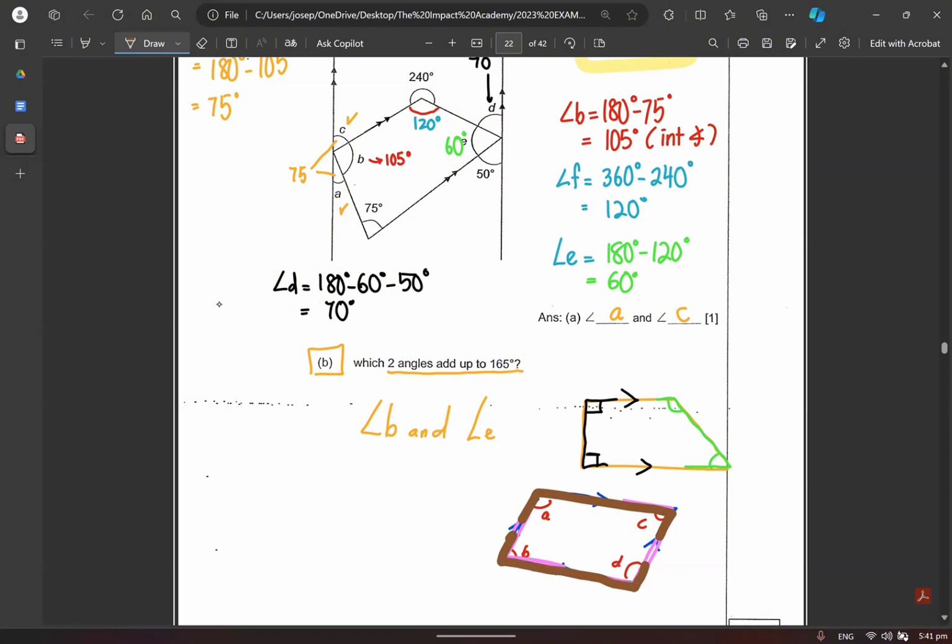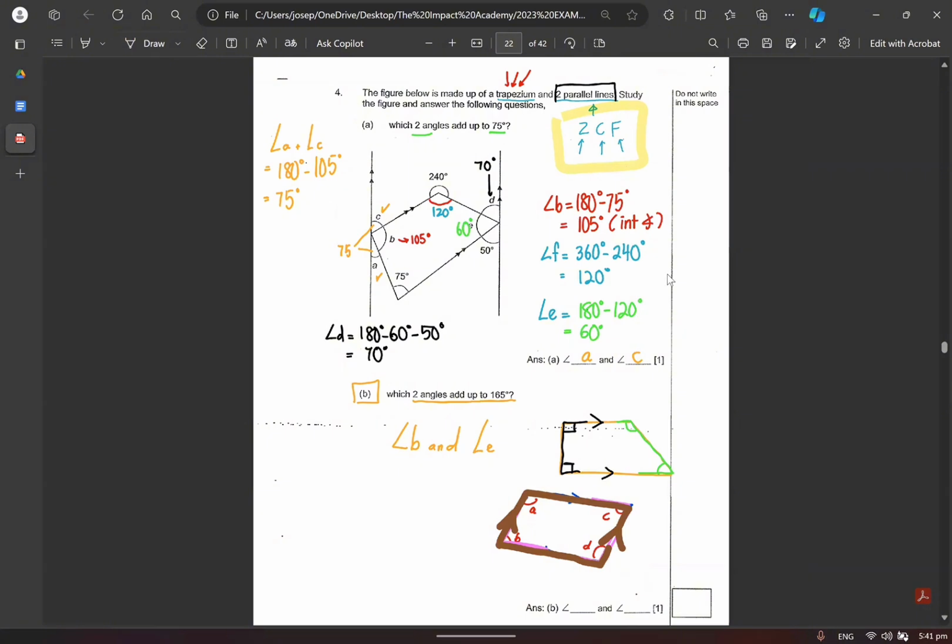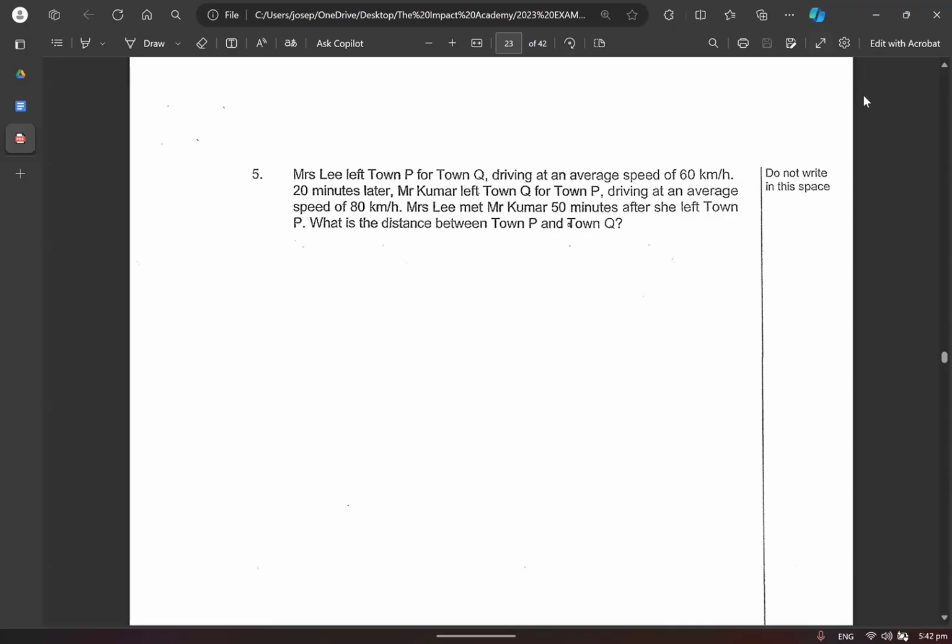B and D also form a C angle, correct or not? Why? Because this part and this part, they are both what? Parallel. Am I making sense? Yeah, so that's how you would do a question like this.